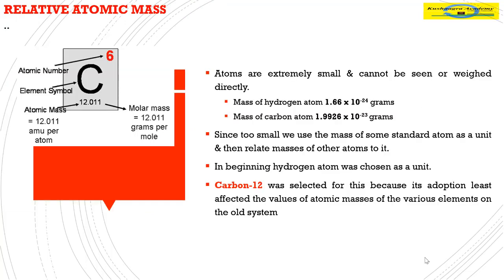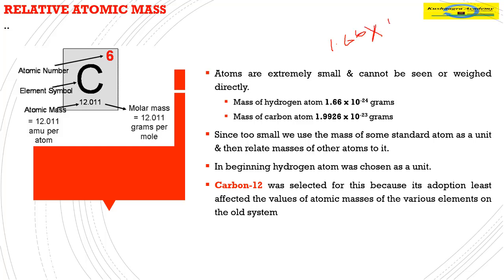Now coming to the topic relative atomic mass. Why do we call it the relative atomic mass, or why not only the atomic mass? It is also known as the atomic weight. Since we know that atoms are very small and cannot be seen or weighed directly, that's why we choose a standard atom as a unit and then relate the masses of the other atoms to it. Scientists have found that the mass of one proton is 1.66 into 10 to the power minus 24.